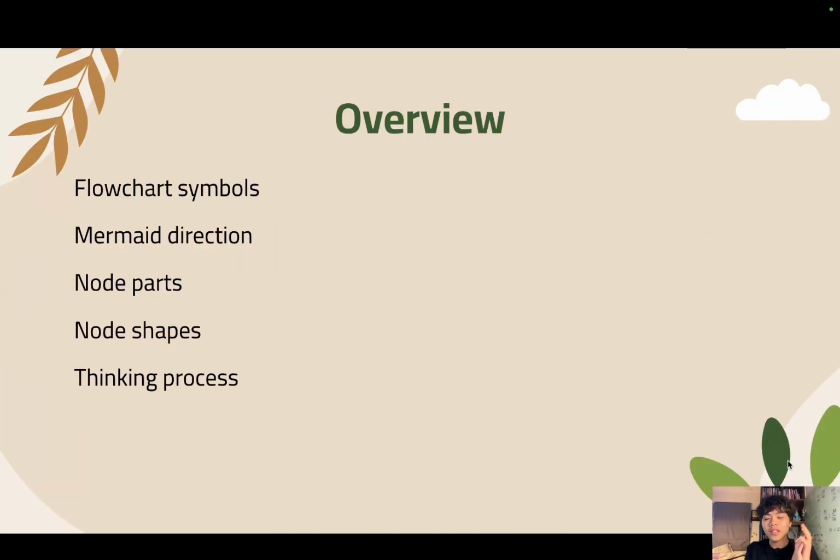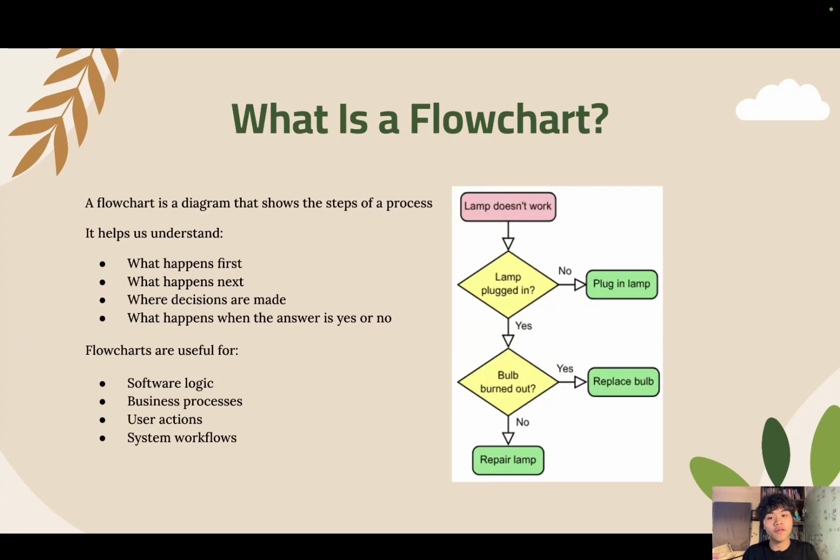Let's get into it. In today's video, we'll be covering flowchart symbols, Mermaid directions, node parts, node shapes, and lastly, the thinking process. What is a flowchart? A flowchart is just a visual representation of a process. So instead of explaining everything in a long paragraph, we use shapes and arrows to show the flow. And this makes the process way easier to understand.